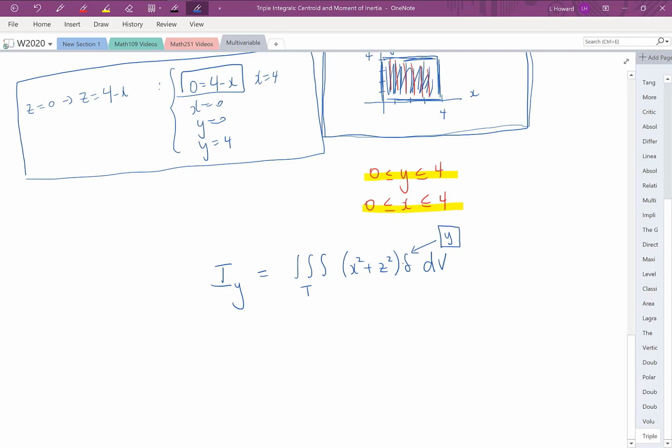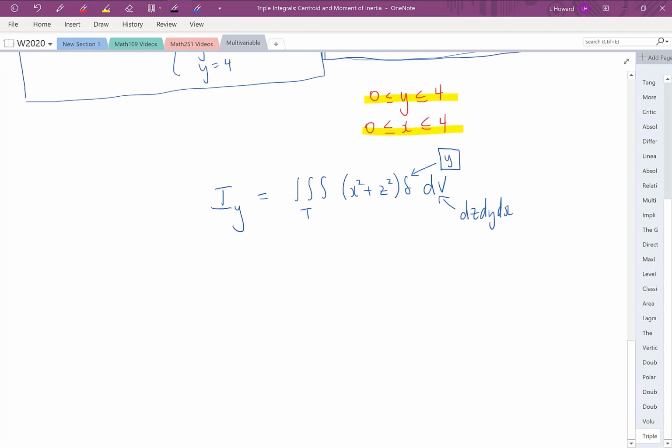So in this context, you would just be given the formula for delta as part of the problem. And then for your dV, you can choose whatever order of integration you think is going to work well. I would say dz, dy, dx is what you do most of the time, at least as your first attempt. And only if something goes wrong with that do you try a different order of integration. Okay, so let's make this specific. We're going to fill in our limits of integration here. Our integrand is going to look like x squared plus z squared times y, and then we'll have our dz, dy, dx.